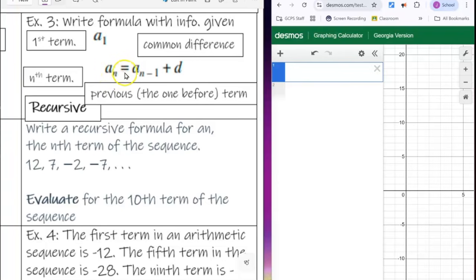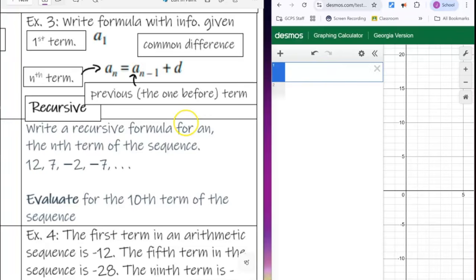a sub n is equal to a sub n minus 1 plus d. So let's talk about what all those individual things mean. So a sub n is going to be your nth term. a sub n minus 1 is the term before it.